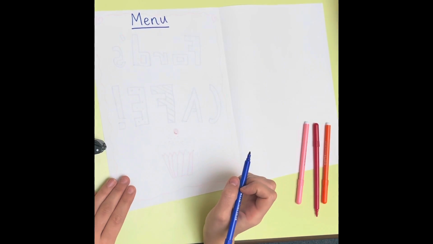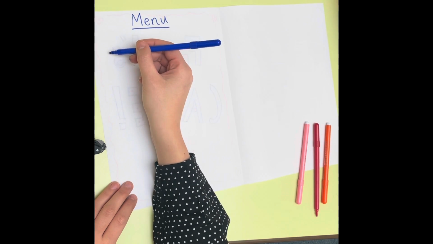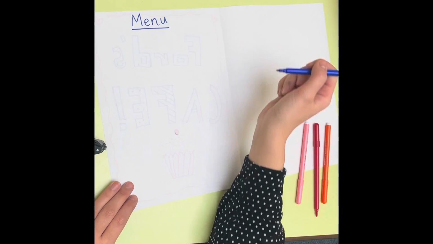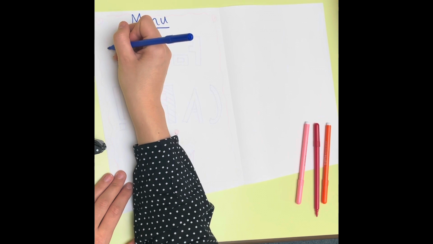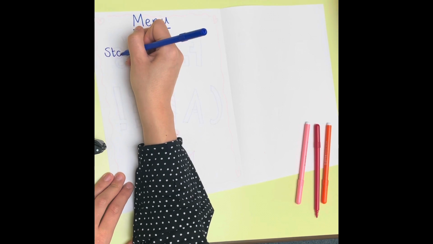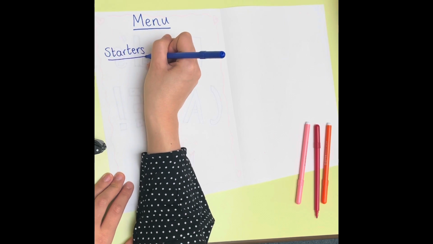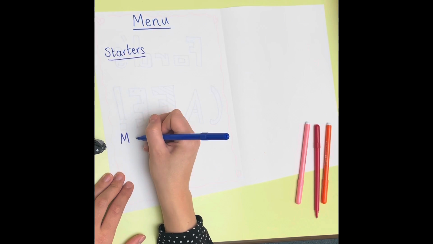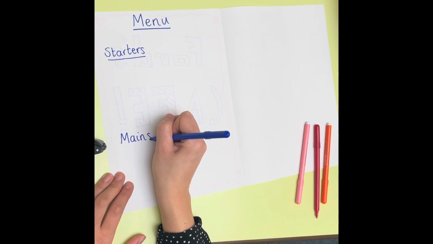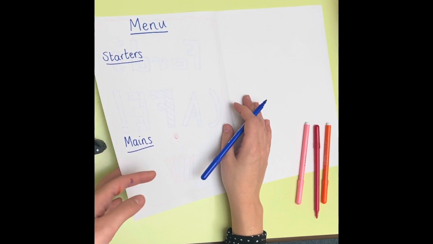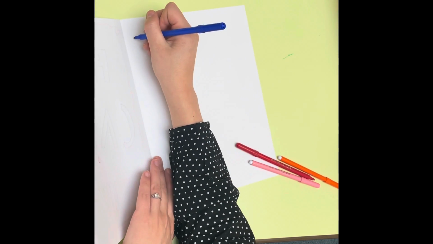And then mine's going to have some subheadings. So I'm going to have starters, mains, and puddings on mine. But it's up to you how you do yours. So starters, underline it. Mains, underline it. And then over here, I'm going to have puddings.